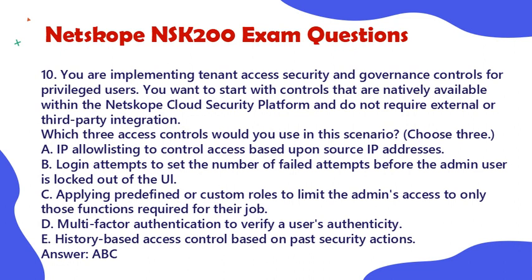Choose 3. A. IP allow listing to control access based upon source IP addresses. B. Login attempts to set the number of failed attempts before the admin user is locked out of the UI. C. Applying predefined or custom roles to limit the admin's access to only those functions required for their job. D. Multi-factor authentication to verify a user's authenticity. E. History-based access control based on past security actions. Answer: A, B, C.